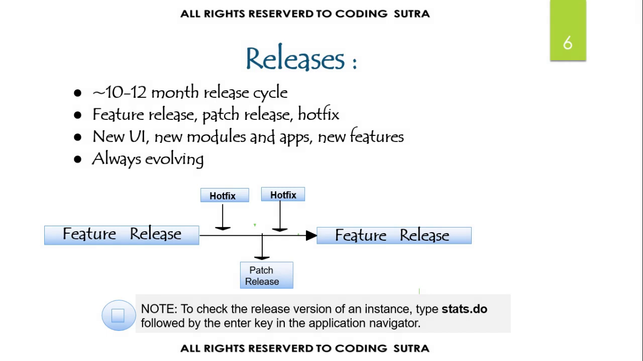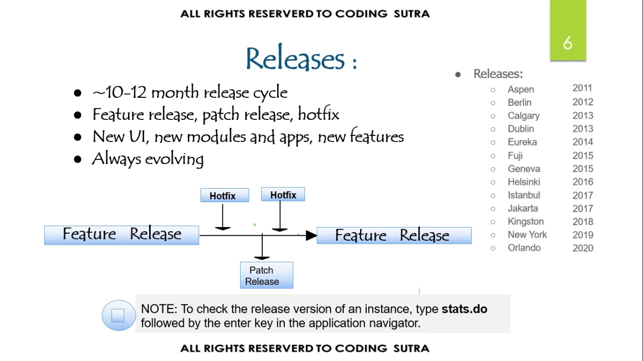So now let's talk about the releases. At the time of recording, the latest release is Orlando. It may be different when you are watching this video. ServiceNow follows a 10 to 12 month release cycle. Future releases are named according to alphabetical order. Like in 2020, the latest version is Orlando, and it was New York in 2019.